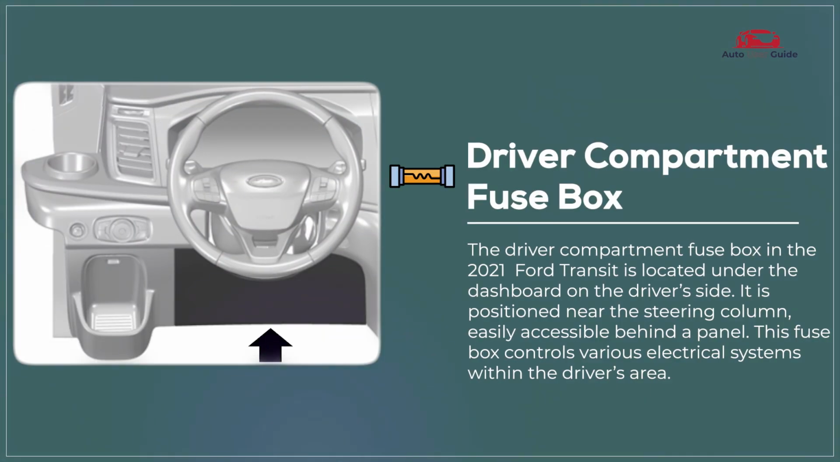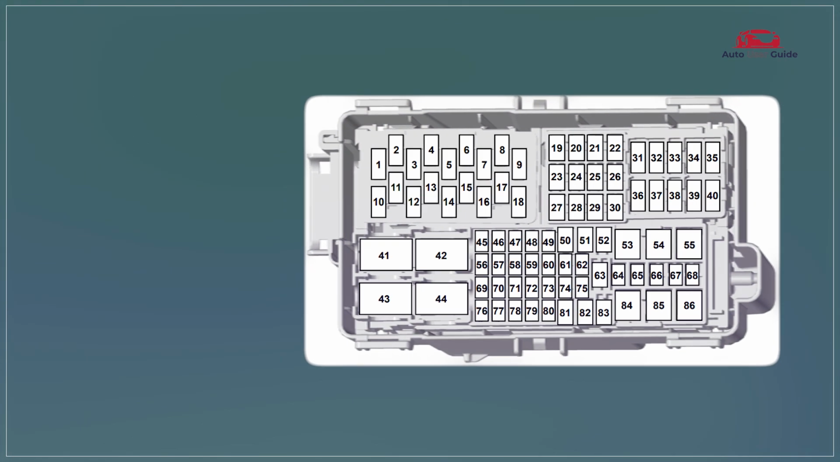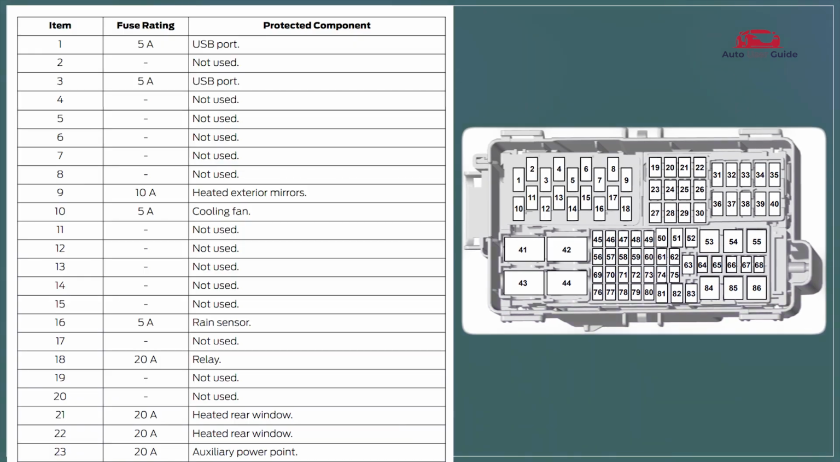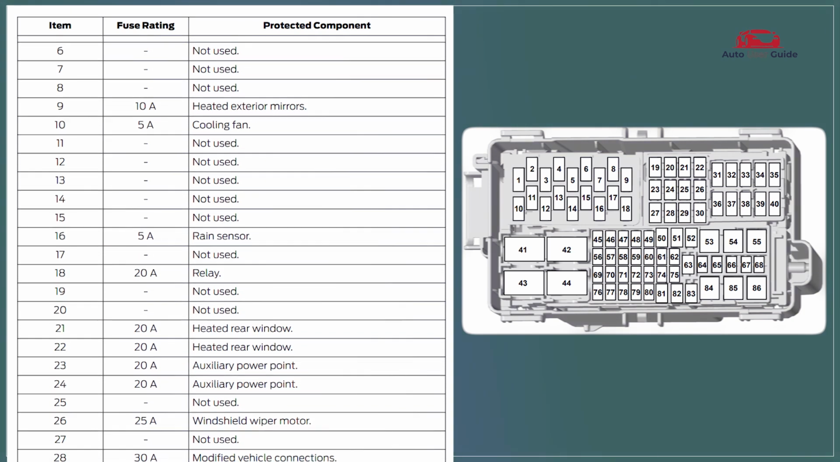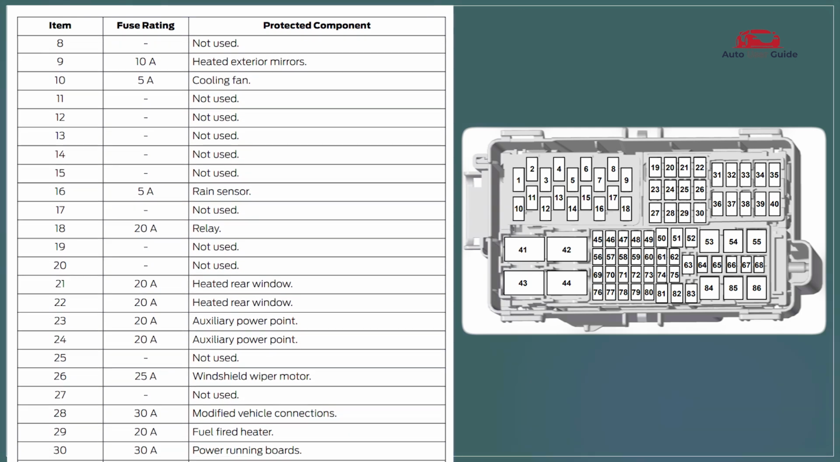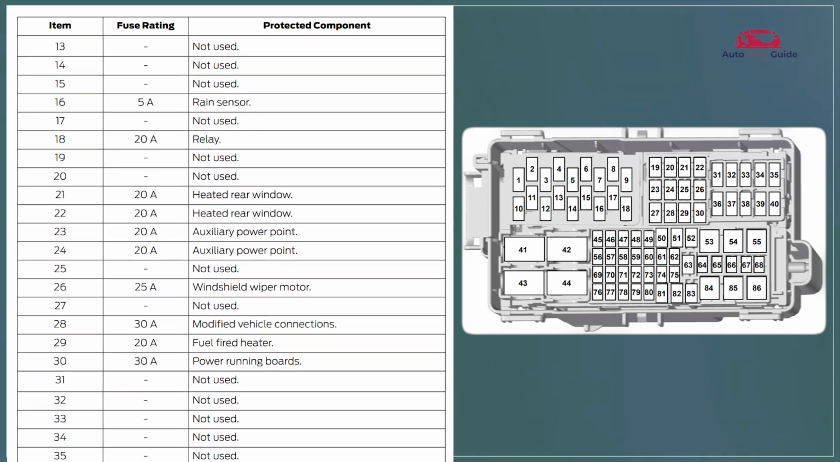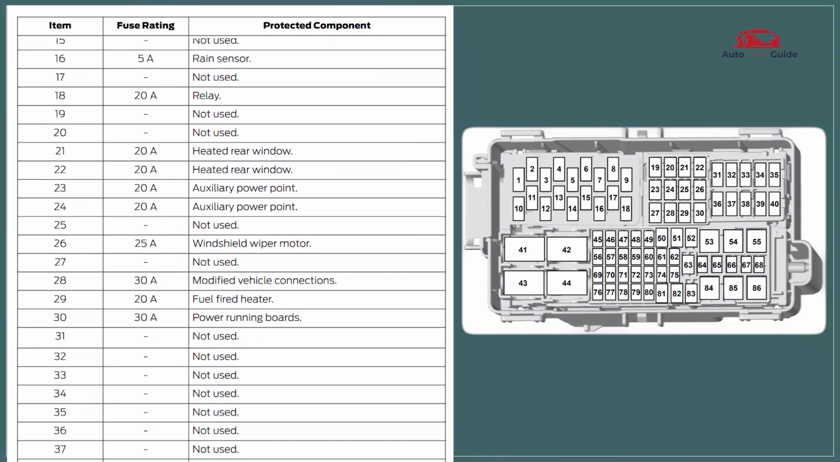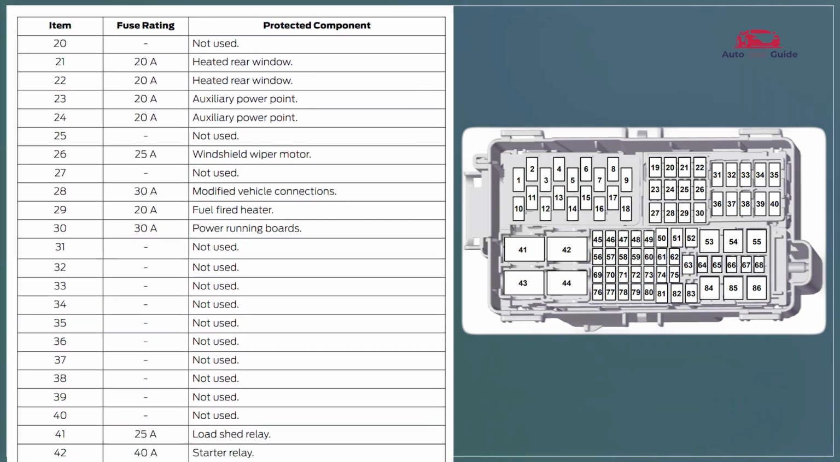Driver compartment fuse box. The 2021 Ford Transit driver compartment fuse box handles electrical components such as the instrument panel, heated seats, and driver assist features. It provides easy access to driver-related fuses, located under the dashboard or near the steering column. A fuse diagram on the cover helps identify their functions.